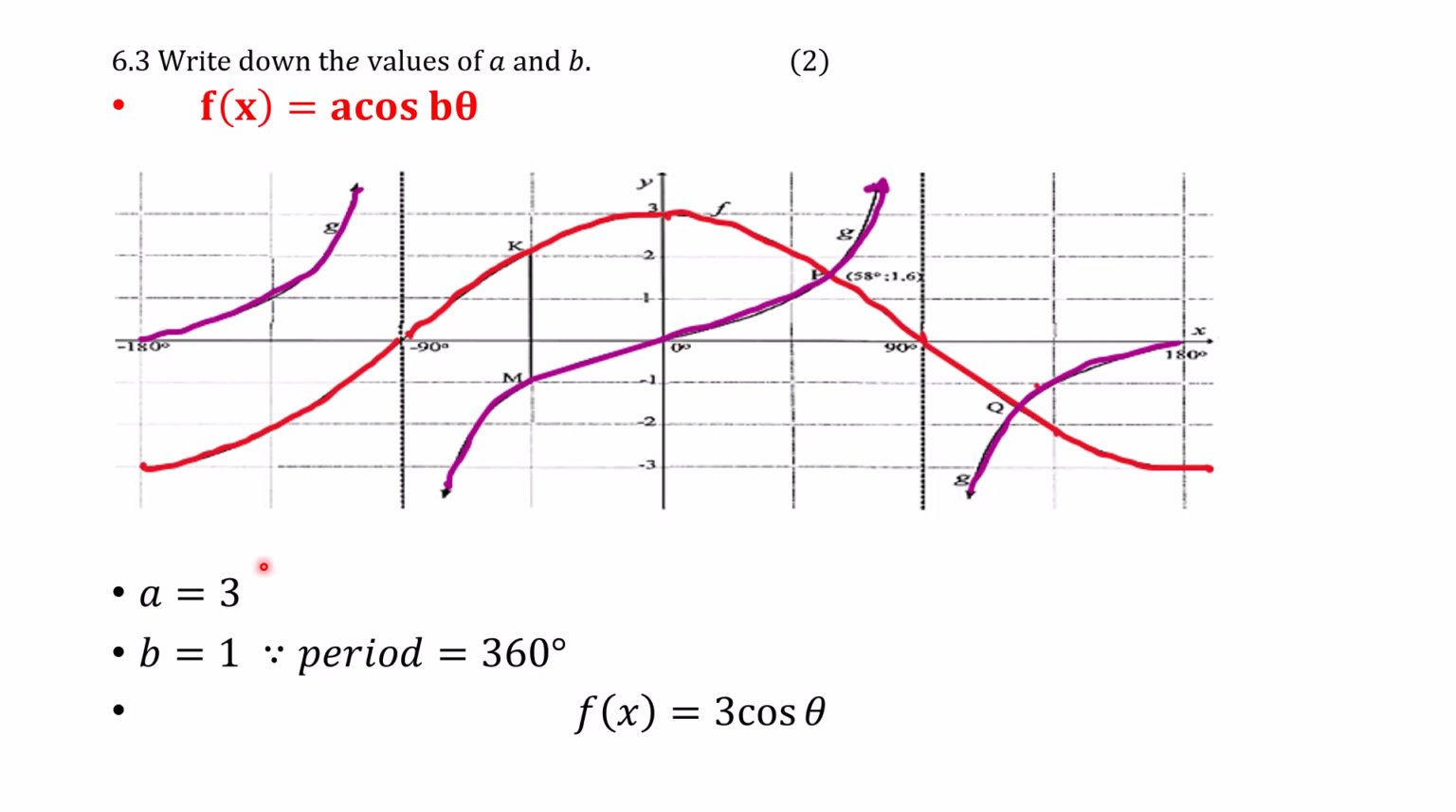So the amplitude is 3. Right, if we look at the whole cos graph as drawn, there's the first half and there's the second half.